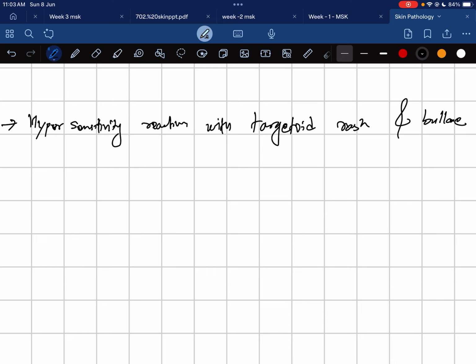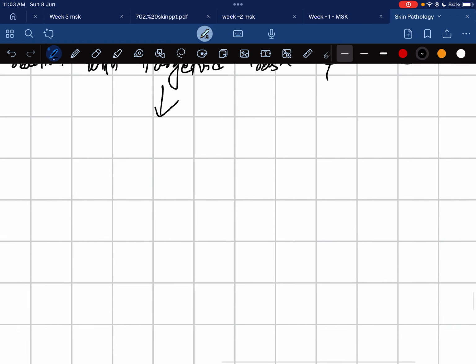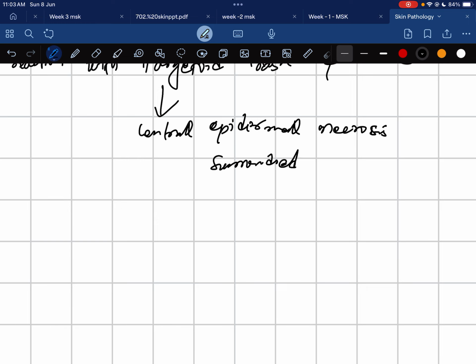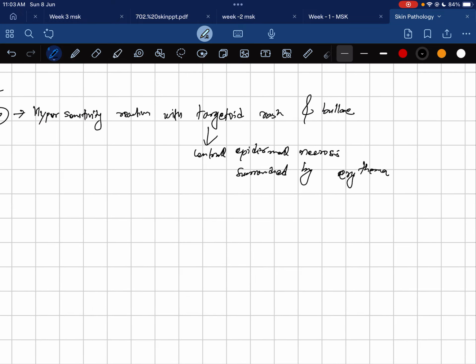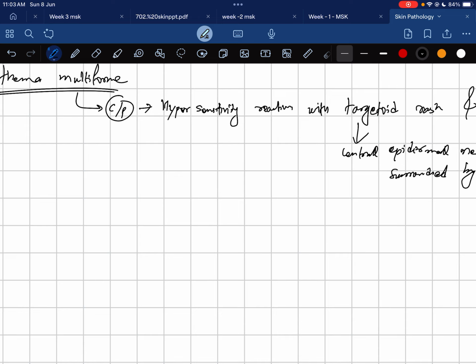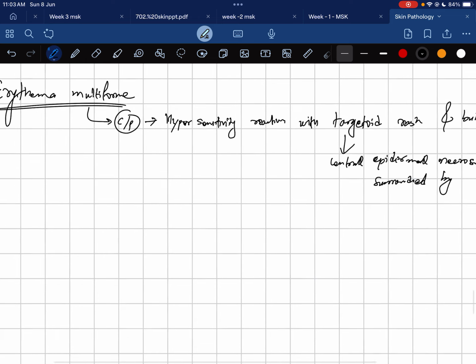When you look at the target rashes, they are due to central epidermal necrosis surrounded by erythema. Moving on to the causes, this disease is caused by HSV and also mycoplasma, drugs like penicillin and sulfonamides, autoimmune disease like SLE, and also malignancy. So these are the causes.